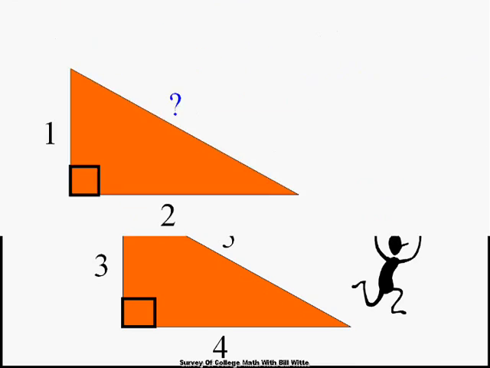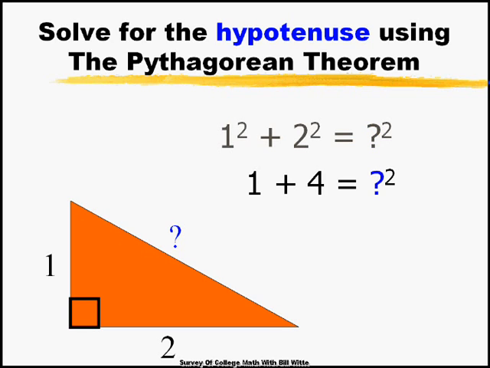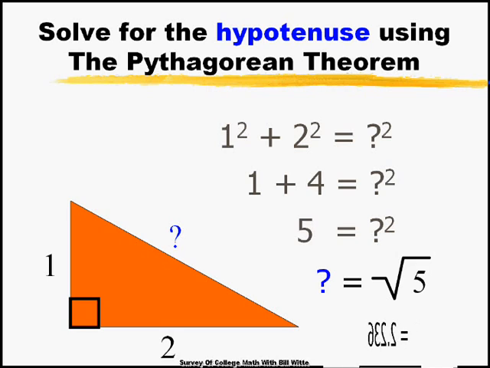And you might say, well, what good is this? What is this going to help me? Well, I can find a missing side without measuring it if I know the Pythagorean theorem. For instance, with this triangle, 1 squared plus 2 squared, that's 1 plus 4, is 5. So 5 is that hypotenuse squared. And you might say, well, there is no number squared that equals 5. Ah, yes, there is. The square root of 5, which is a number. And you just found that number without measuring.